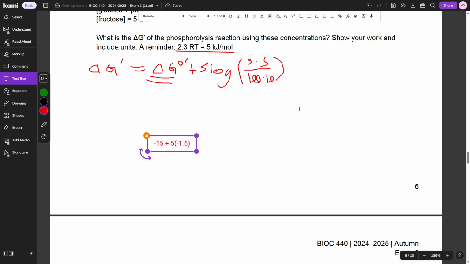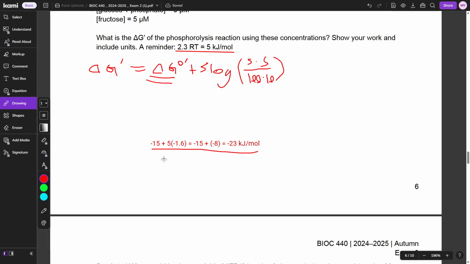So 5 times negative 1.6 is negative 8. So we're just going to be doing negative 15 plus negative 8, and that's going to be equal to negative 23 kilojoules per mole. That's our final answer. Does that make sense?